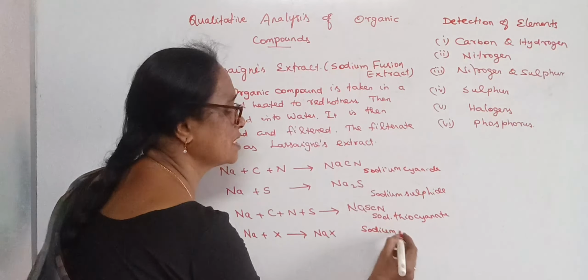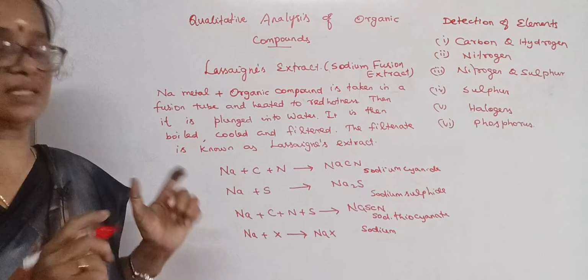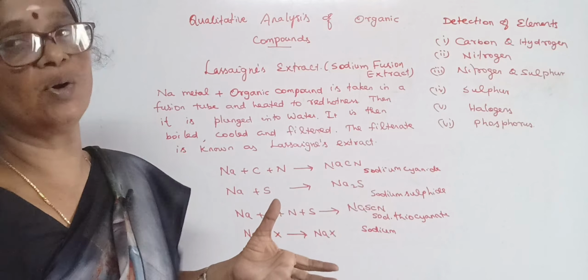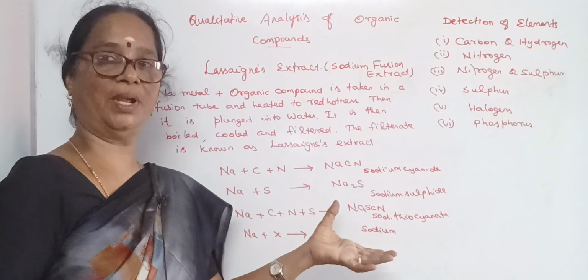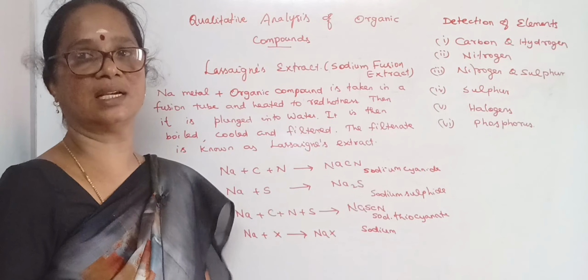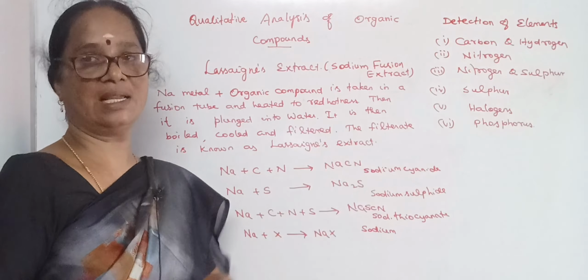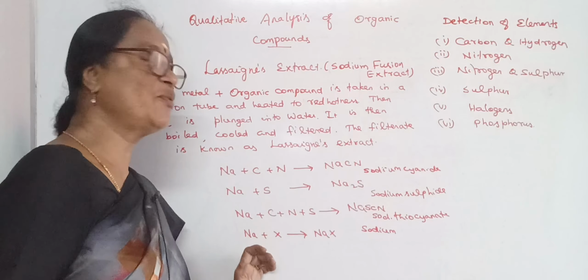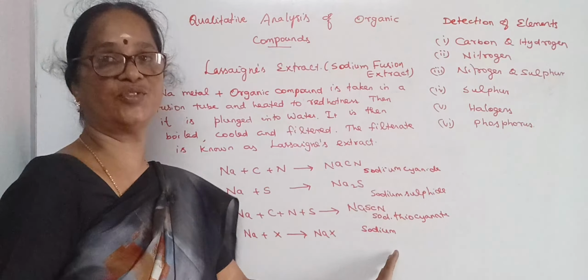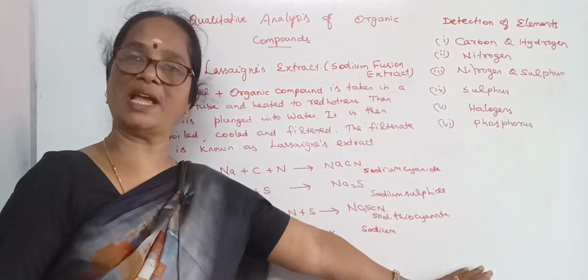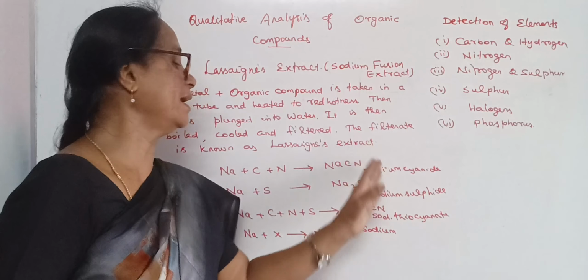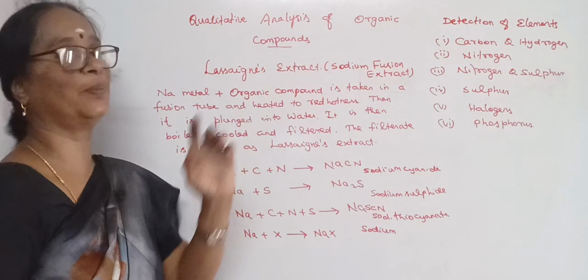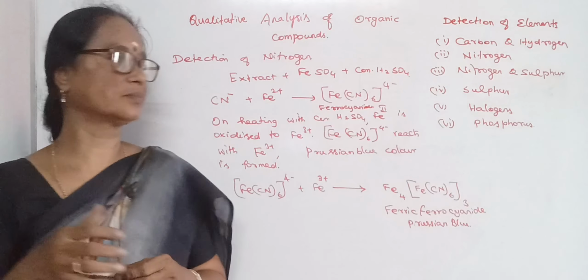Okay, what is the purpose of preparing this extract? Organic compounds are covalent compounds and most of the time they are non-polar in nature. So to make them ionize, they are heated with sodium metal, where the compound is converted into its ionic form. Now the reactions will be easier to carry out and the elements can be detected. So this is the reason why we prepare LASSAIGNE'S extract.